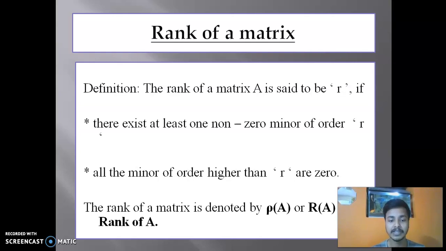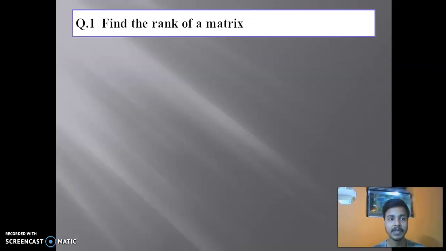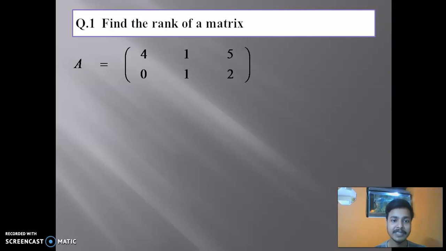Without wasting much time, let us take an example. Question 1: find the rank of a matrix. Here the matrix A is equal to 4 0 1 in the first row and 1 5 2 in the second row. Now what is the rank of this matrix? How many rows are there? 1, 2. And how many columns? 1, 2, 3. So what is the order of this matrix? 2 by 3, or we write it as 2 cross 3.